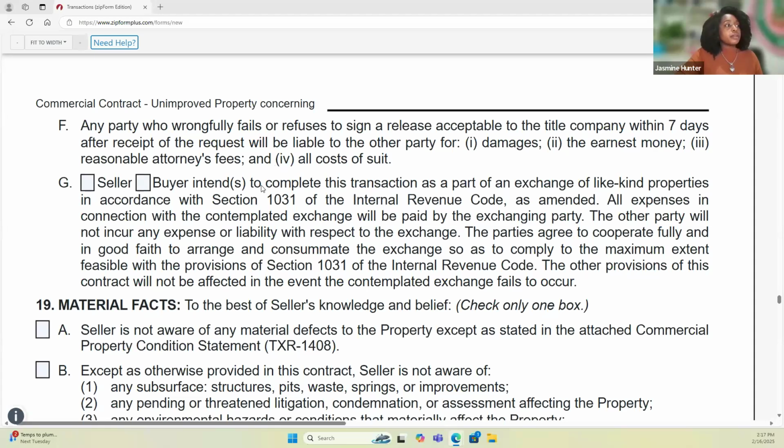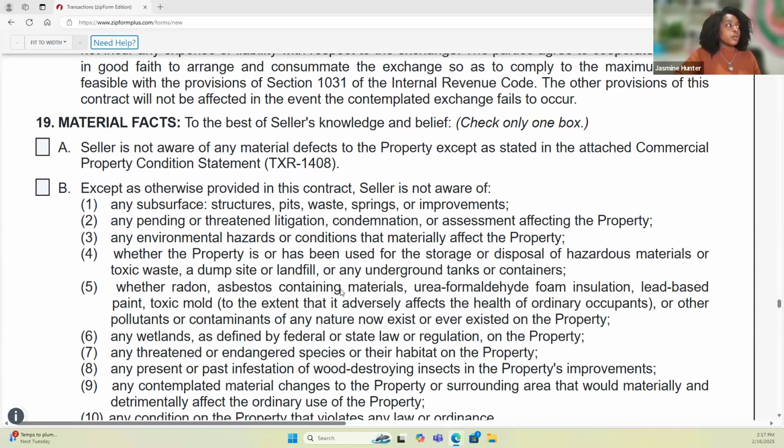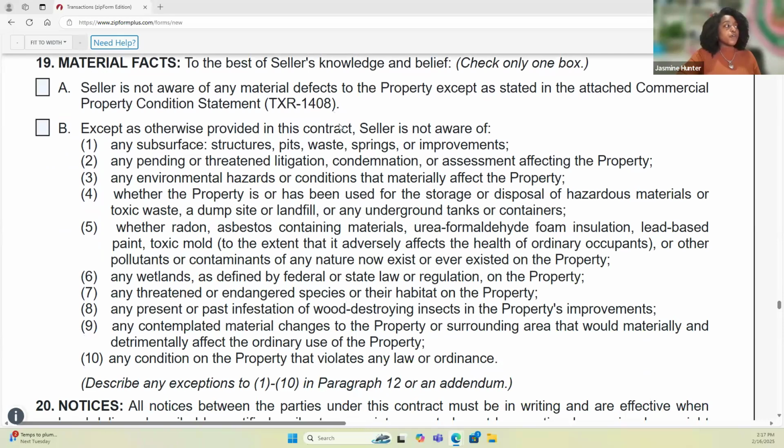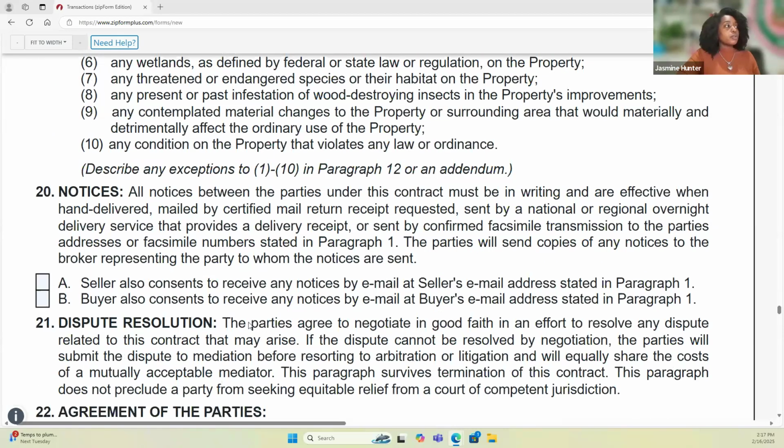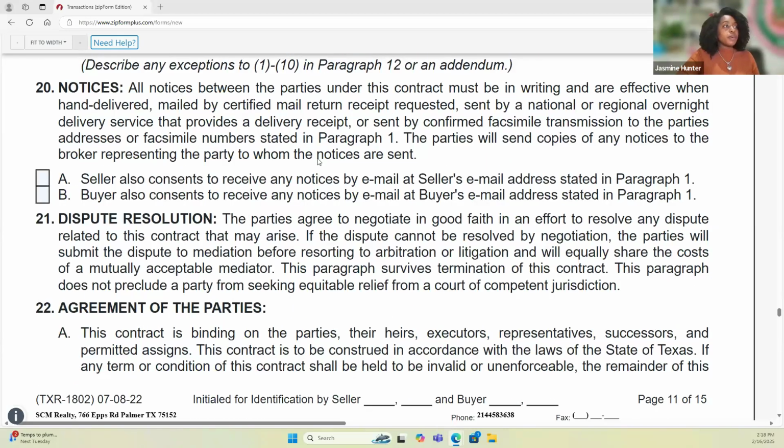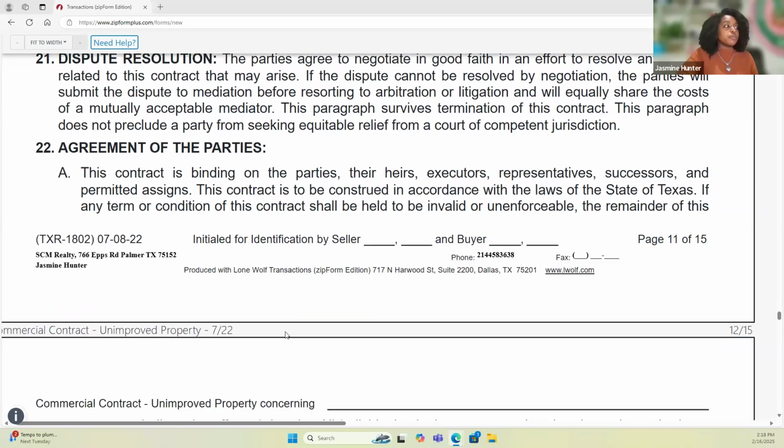If the seller or buyer intends to complete a 1031 IRS exchange or anything like that if needed, we're saying that we're going to do that. And then material facts, you know, except as otherwise provided or any material defects, sign the commercial seller's disclosure notice. Basically, what is going on with these documents here? You have your notices, and that everybody has received all of these notices. You're putting that here. Dispute resolution, agreement of the parties.